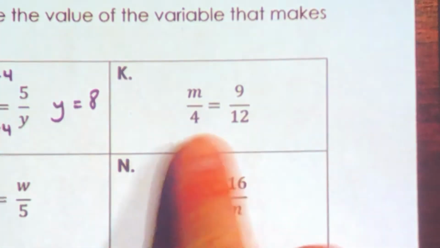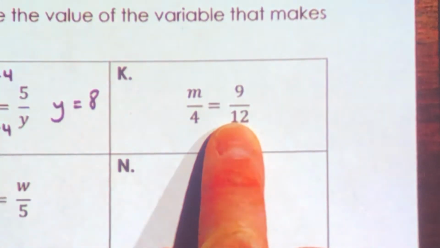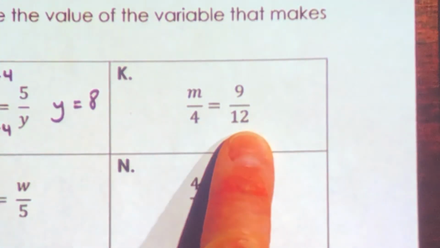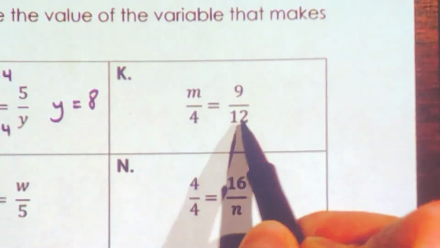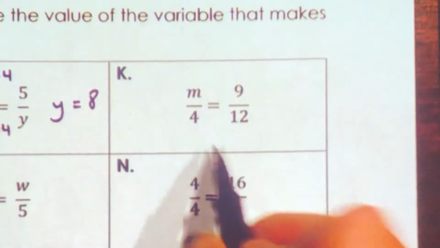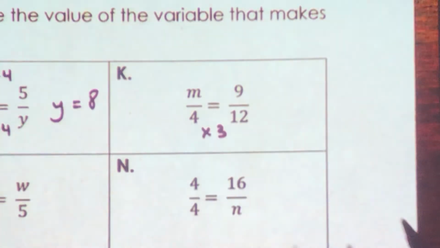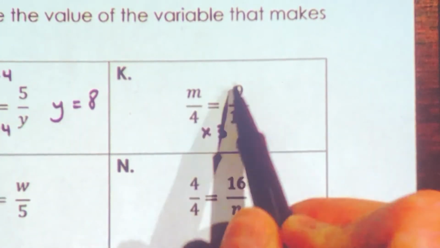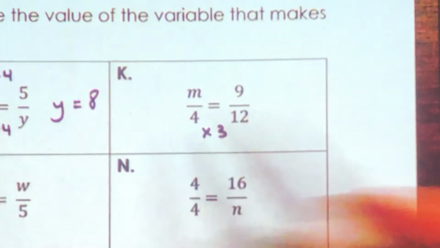And I see that I'm going to have to use my denominators to help me out. I'm going from 4 to 12. Would I use multiplication or division to get from 4 to 12? Multiplication. 4 times what is 12? 4 times 3 is 12. Now this one's a little tricky because up here I want to do m times 3 is 9, right? But I don't know what m is.